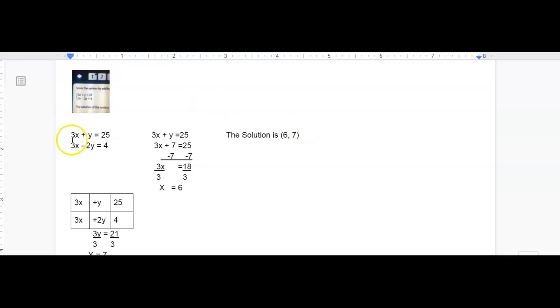The equation is 3x plus y equals 25. Check: 3 times x, which is 6, is 18, plus the y, which is 7. 18 plus 7 gives me 25, so it checks. Now I have to check the other one too. The other equation is 3x minus 2y. 3 times 6 is 18, minus 2 times 7, 18 minus 14, equals 4. So I know that it makes both of these statements true. Okay, thank you.